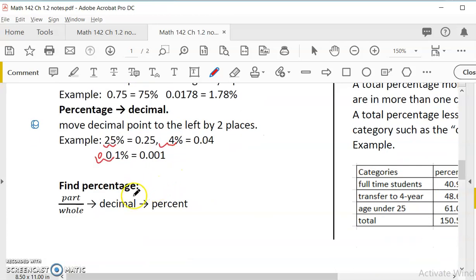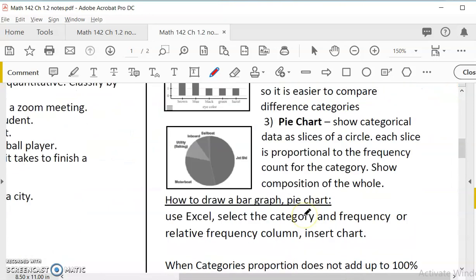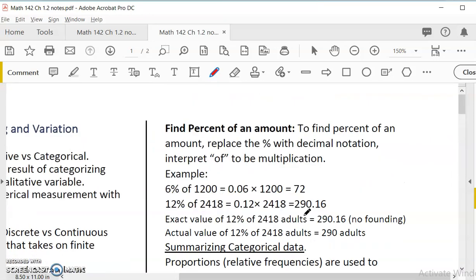Okay, so what is percentage? Percentage is the part out of the whole. So if I want to find the percentage of full-time out of the total, I would get that count over the total.